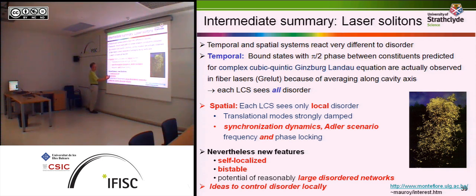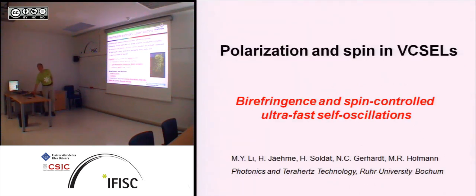Nevertheless, there are new features compared to normal lasers. They are self-localized. All these guys are bistable still. And there's a potential for reasonably large disordered networks, which are otherwise difficult to organize. If you want to couple lasers via fibers or so, then you have problems to do more than 3 or 4. And here you can have potentially quite large networks. And there are ideas actually to control locally the disorder so that we could control interaction strengths and detunings on a local level. Okay, so that closes the soliton part.